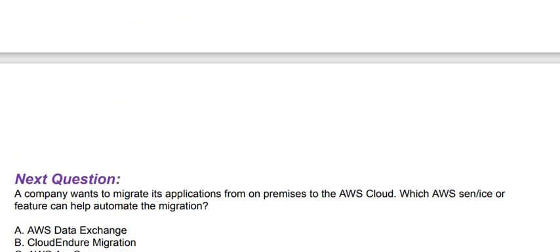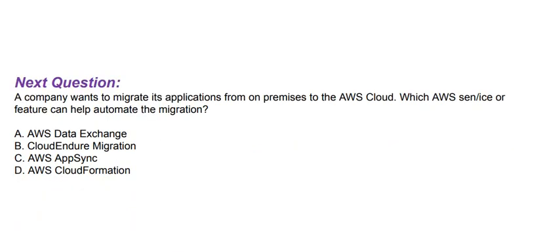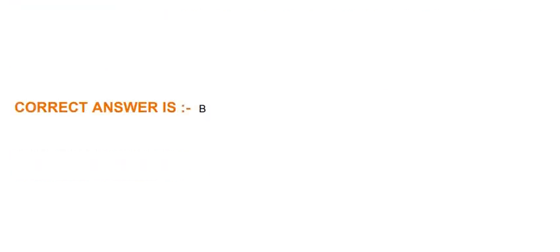Next question is, a company wants to migrate its applications from on-premises to the AWS cloud. Which AWS service or feature can help automate the migration? Option A, AWS Data Exchange. Option B, Cloud Endure Migration. Option C, AWS AppSync. And option D, AWS CloudFormation. The correct answer is option B.